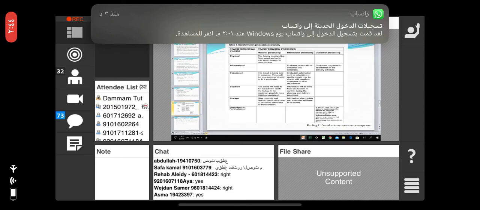comprises 6 factors. It needs physical, information, possession, location, storage, and psychological. Okay lads, any questions about operation management?